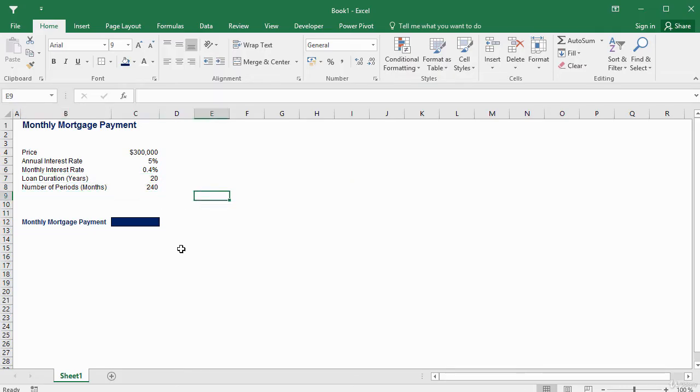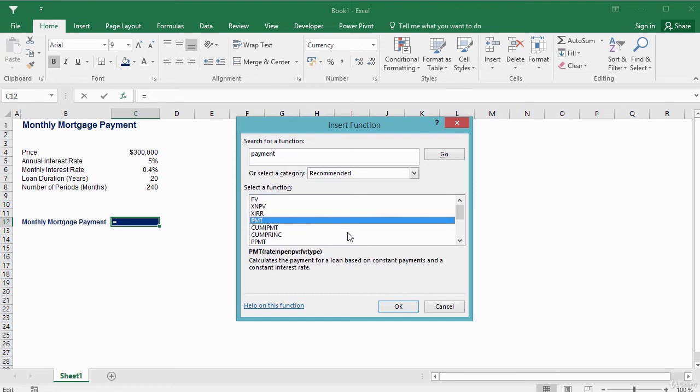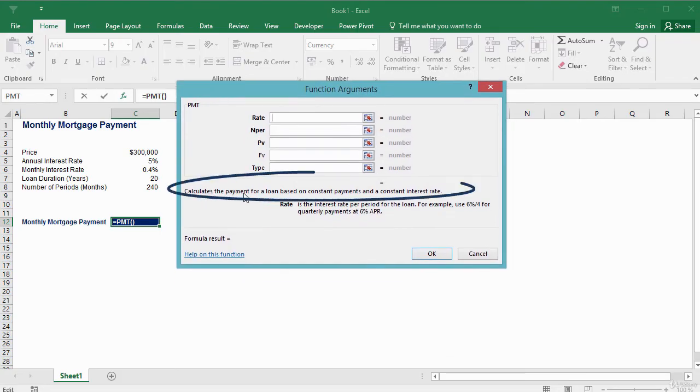All right, let's select the cell where we would like to carry out the calculation and click on the Insert Function button. Here, we will be looking for financial functions, and I'll type payment in the search bar that we have above. All right, the function we are looking for is called PMT. As you can see, it calculates the payment for a loan based on constant payments and a constant interest rate. So basically, it will calculate how much the monthly payment is going to be if we want to buy a house that costs $300,000 and pay a constant interest rate of 5% annually for 20 years.